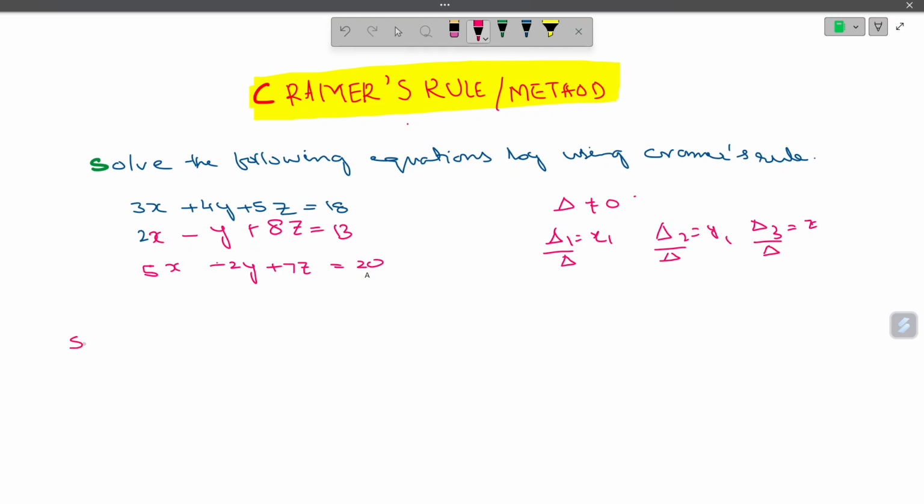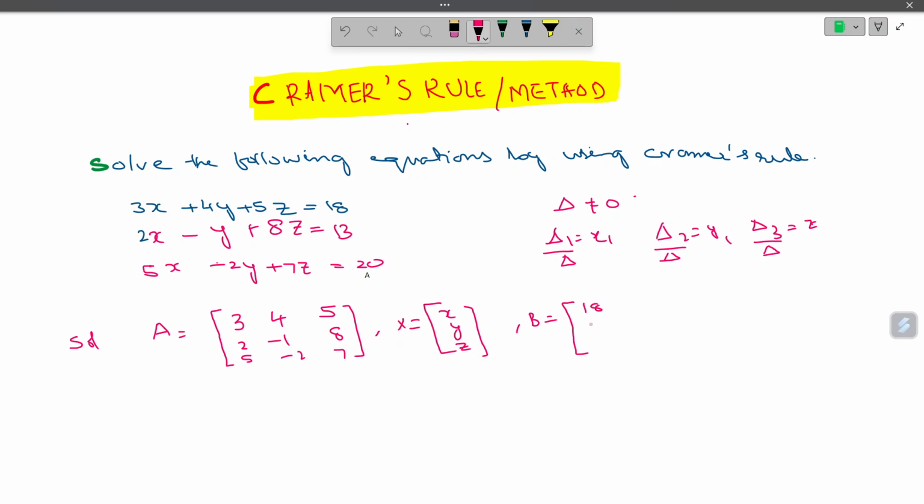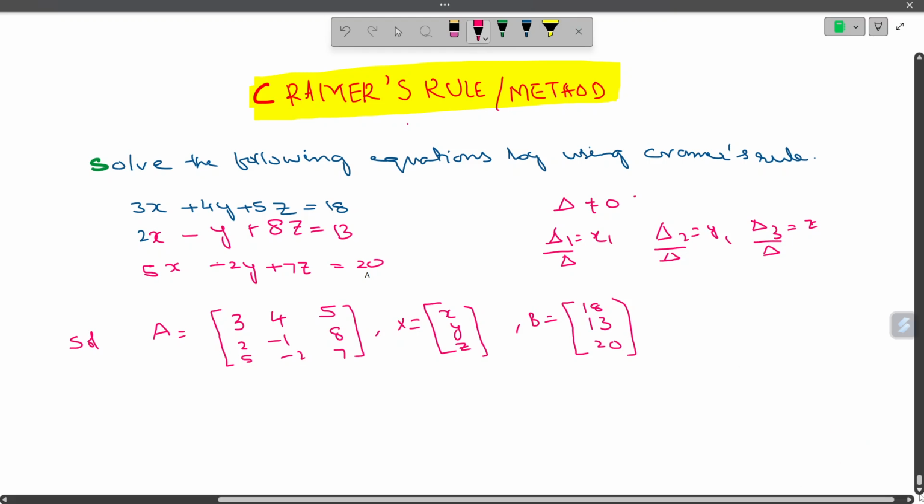So first we will go for the del. First we will find the matrix of coefficients. The matrix of coefficients is 3, 2, 5; 4, minus 4, minus 1; minus 2, 5, 8, 7. This is called the matrix of coefficients. Next, x, y, z is called the matrix of variables. And another we call matrix B, the matrix of constants: 8, 3, 13.